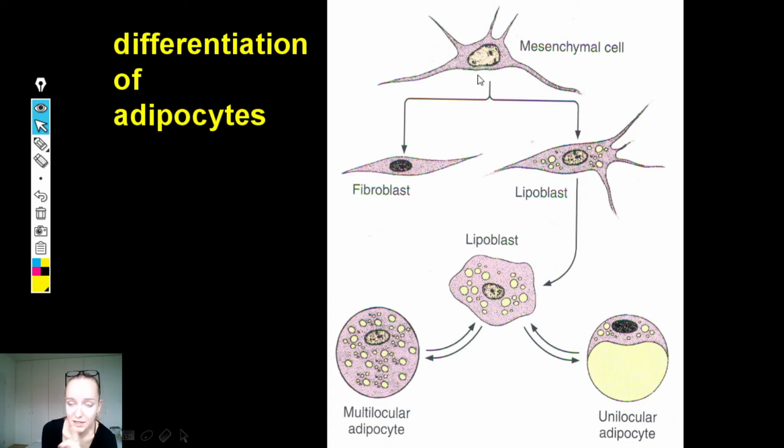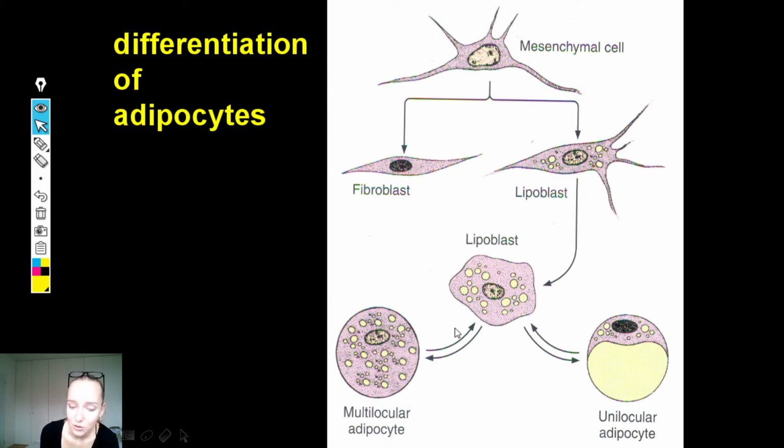Adipocytes are formed from a mesenchymal cell, undifferentiated cell of a proper connective tissue. These mesenchymal cells can differentiate into fibroblasts, but also they can differentiate into lipoblasts. So lipoblast is undifferentiated cell of adipose tissue, and these lipoblasts can create either unilocular adipocyte, which has one big fat inclusion inside, because these lipid droplets merge together and fuse together and create one big lipid droplet inside. But there are also smaller ones in the cytoplasm here, but we can see often this one big droplet right here.